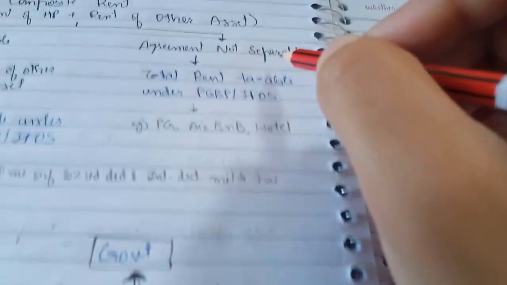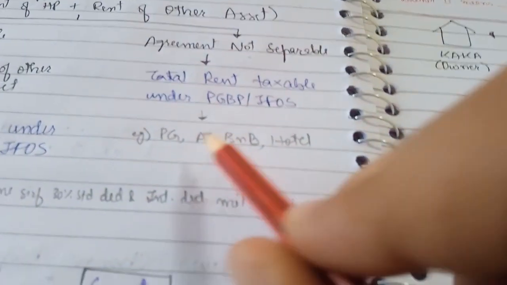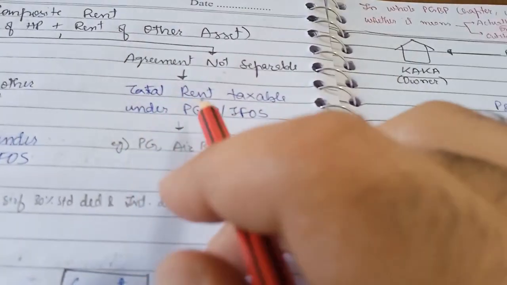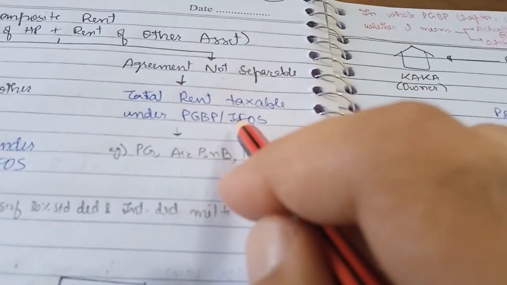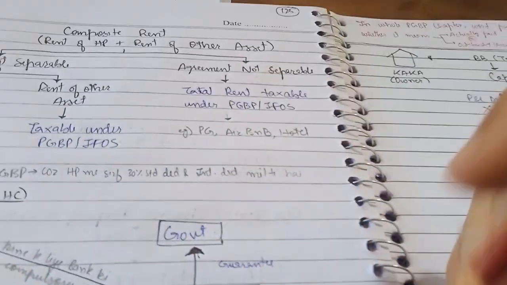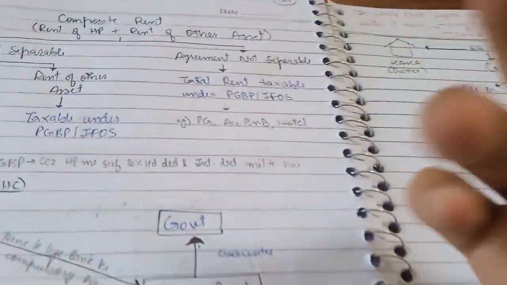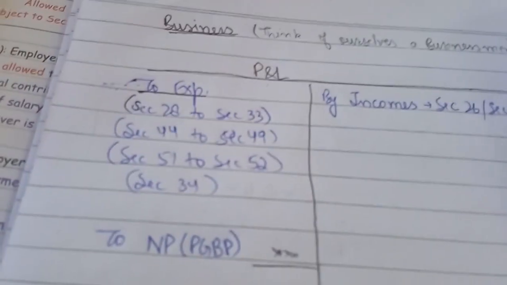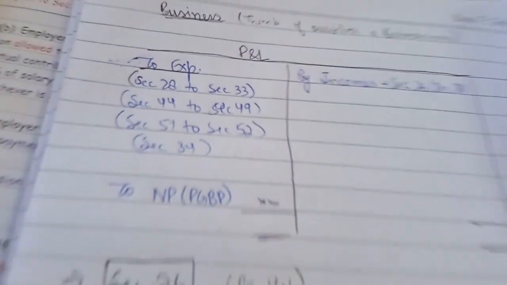But if it's not separable, like in the cases of Airbnb, PGs, and hotels, then it is always treated under PGBP or IFOS depending upon the circumstances. A question arises why we are differentiating between house property and PGBP income when they have the same tax rates. The thing is that in house property we have only 30% standard deduction and deduction on interest income. That's it. But in PGBP we can claim deduction of many things covered in these sections, section 28, 33 and section 34.